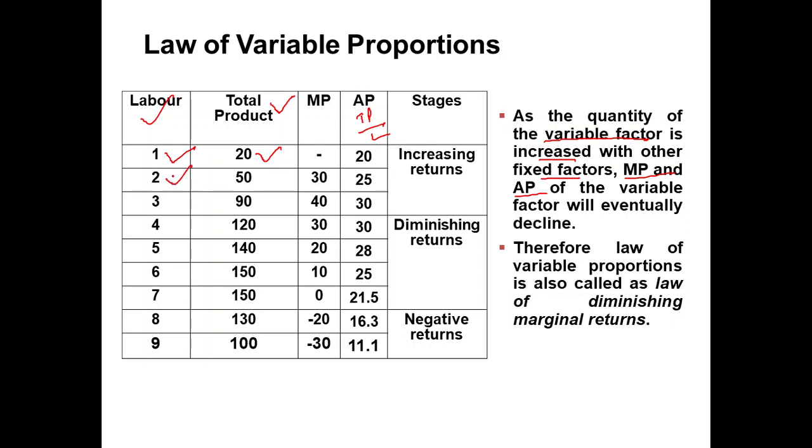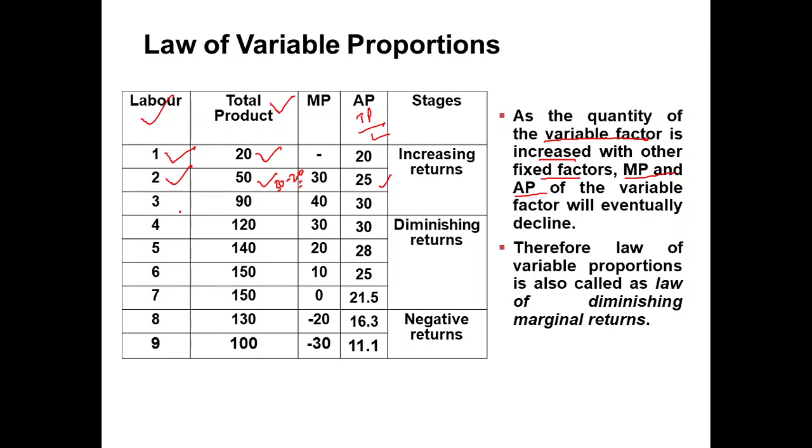Moving on to the second labor, there was a certain increase in demand, so the producer hired one more labor to produce more, to supply more in the market. When the second labor is hired, dear student, you can observe the total product increase from 20 to 50. So 50 minus 20 is 30. This 30 is the marginal product. As a result of the second labor, how much increment in output is there? That is 30. Whereas the average product is 25, that is 50 divided by 2.